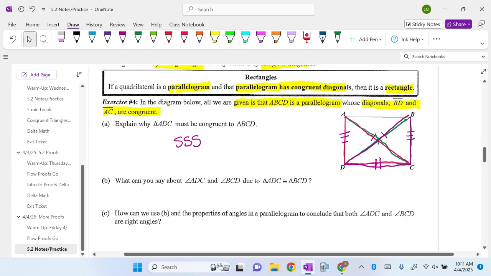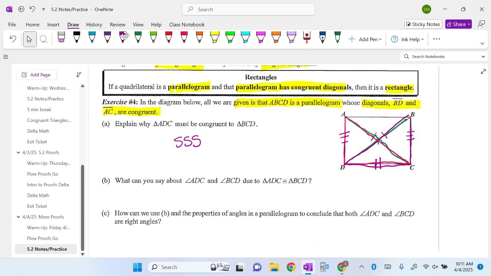Now, what can we say about angle ADC and BCD given that they're congruent? So in other words, what can we say about this angle and this angle given that they're congruent, or given that the two triangles are congruent? They're what? They should be congruent as well because of CPCTC.